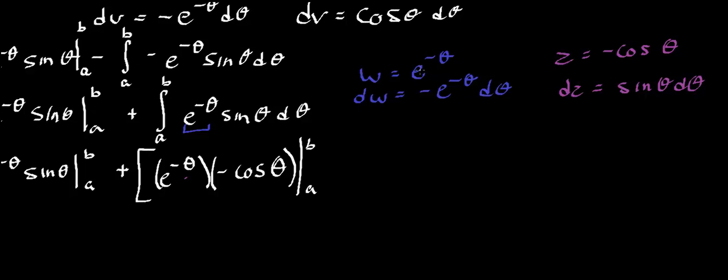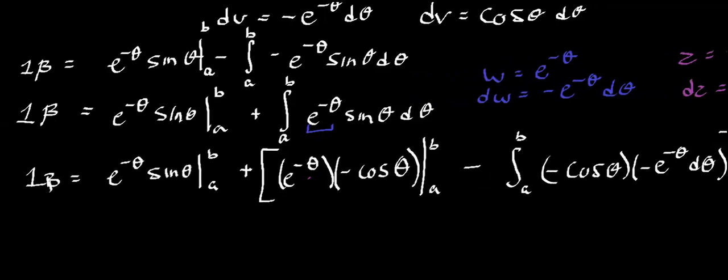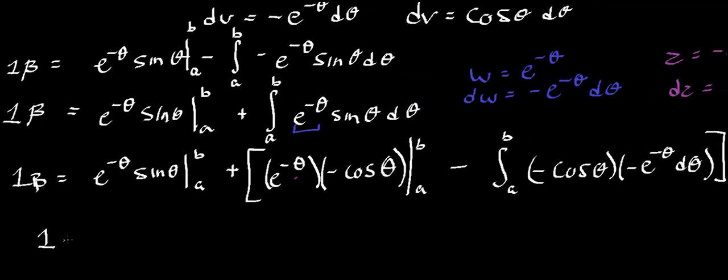I did that right. W is e to the minus theta, z is negative cosine of theta, right? And then I subtract off the integral from a to b of z dw. Well, that's basically, if I do this right, it's going to be negative cosine of theta, right? And then multiply times negative e to the negative theta d theta, close brackets, okay? So what this is going to be is 1, and actually, let me just keep it like this for a minute.